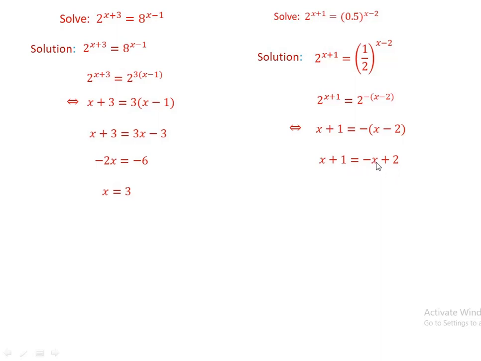Again, this is the same as x plus x is equal to 2 minus 1, then we have 2x is equal to 1. Then dividing both sides by 2, we have x is equal to 1 over 2. So the solution for this expression is 1 over 2. You may check by substituting the value of x is equal to 1 over 2 here.